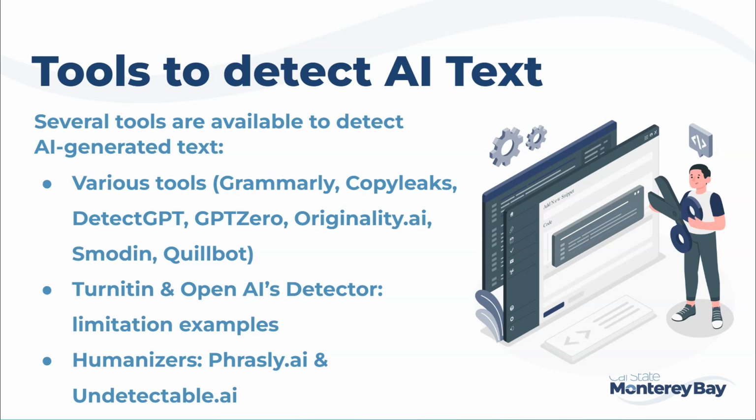Other common tools with limited free usage right now include GPT-0, which was developed by a Princeton student, and DetectGPT, which was produced by a student at Stanford University. These are good options to use when you suspect a learner has inappropriately used AI to generate text for an assignment. Other tools include Originality.ai, Smodin, and Quillbot.